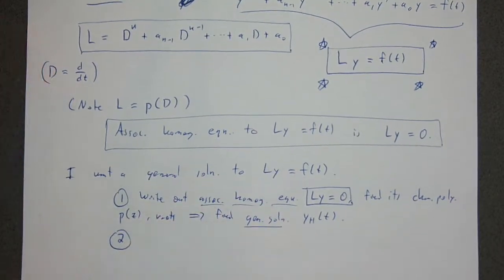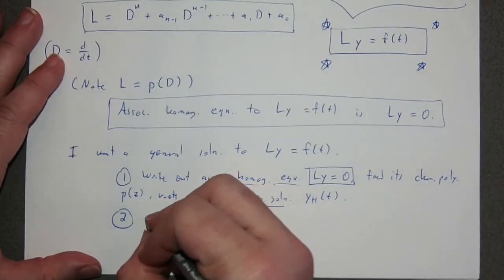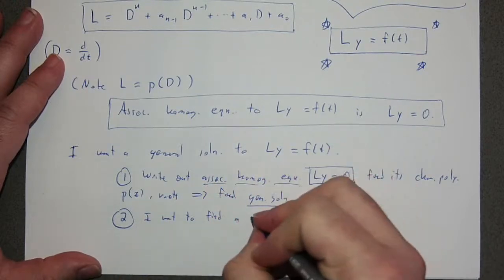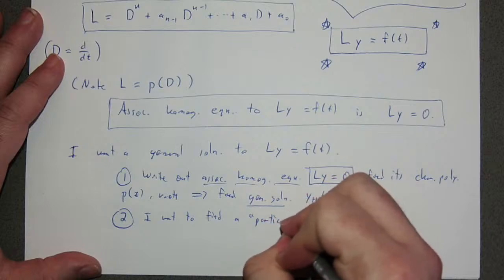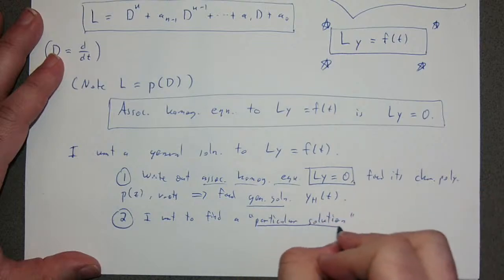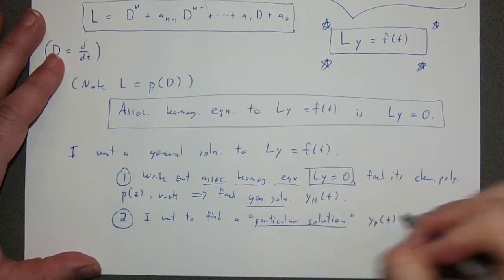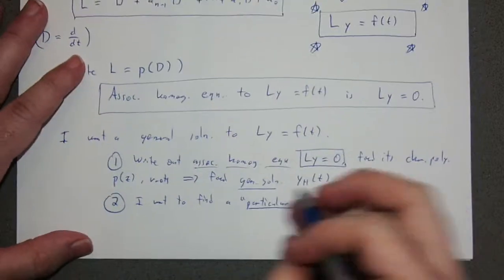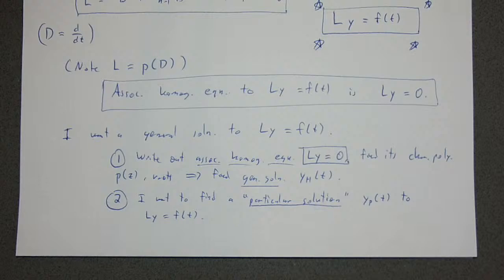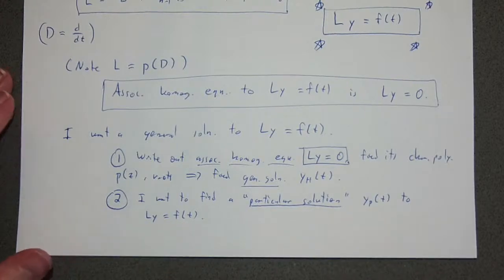Secondly, my next step, I want to find a particular solution, y sub p of t, to Ly equals f of t. What do I mean by particular solution? Well, I want to find just any old solution to Ly equals f of t.